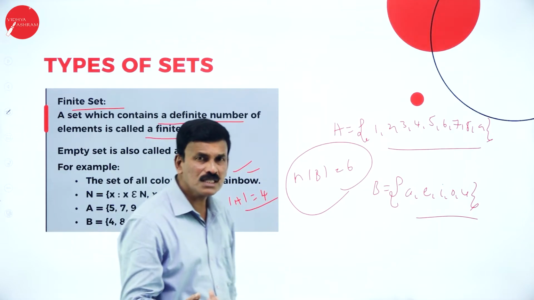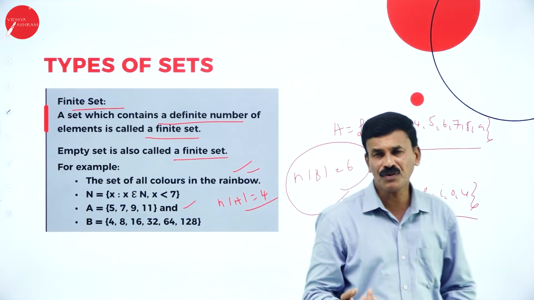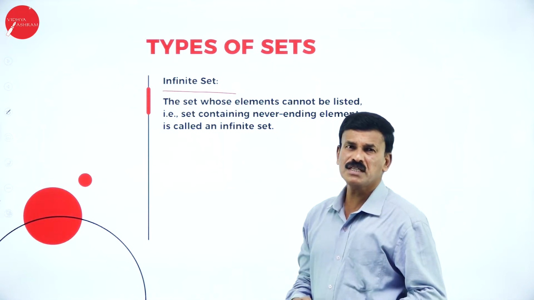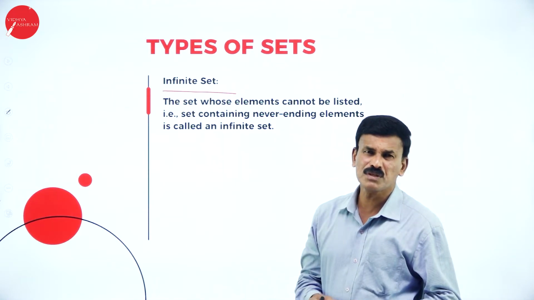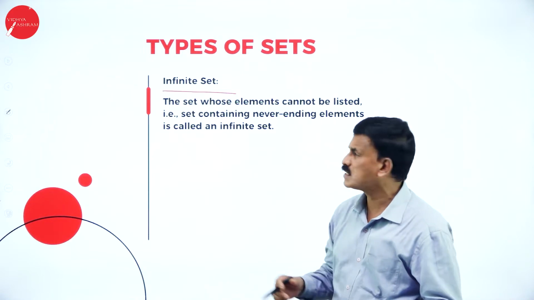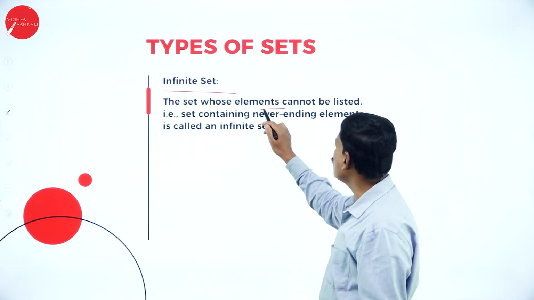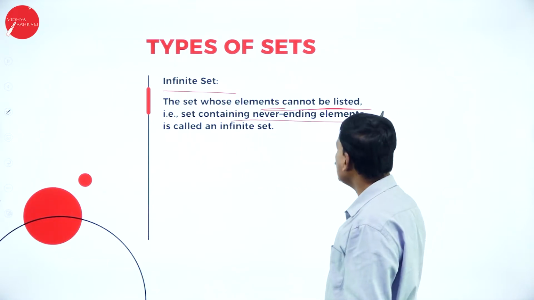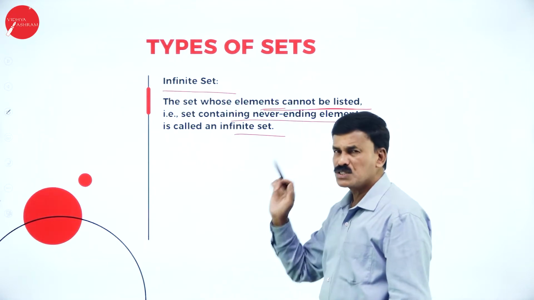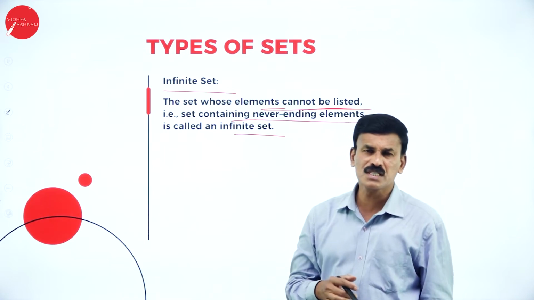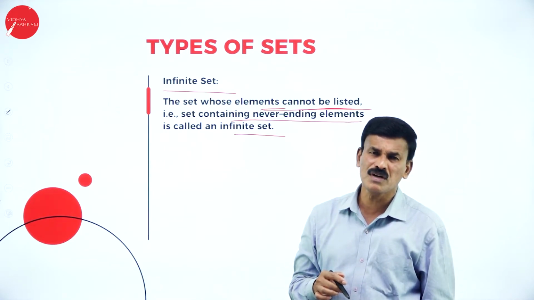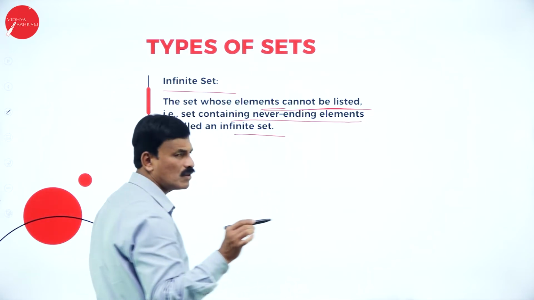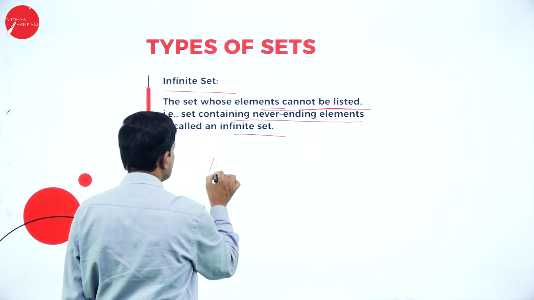Now, the next one is the infinite set. Infinite means a set which contains an infinite number of elements. There is no definite number of elements; it is called an infinite set. A set whose elements cannot be listed. The set containing never-ending elements is called infinite. So, in general, a set having an infinite number of elements is called an infinite set. Let us take an example.